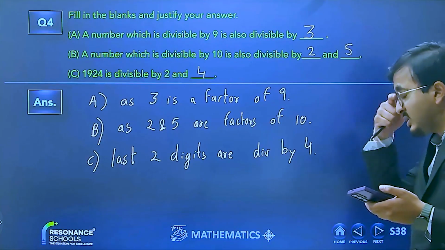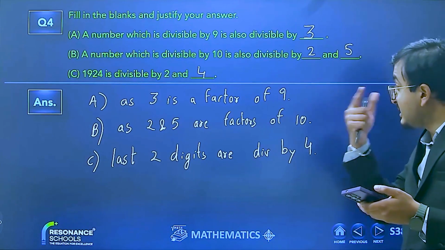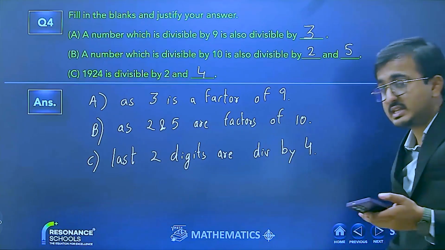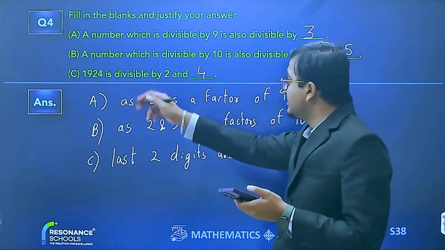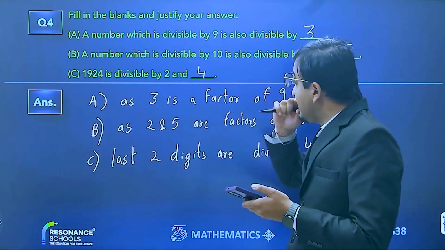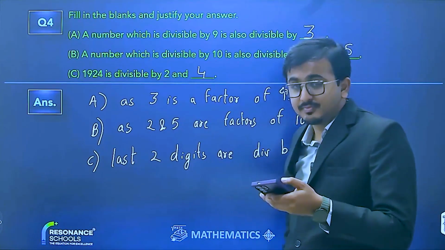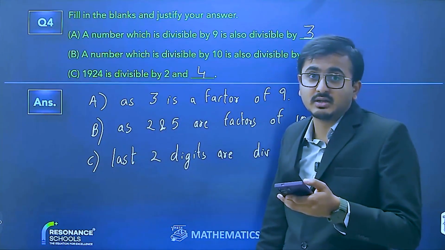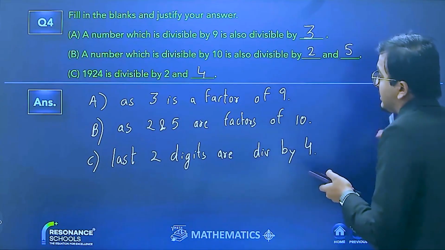So the number 1924 is divisible by 2 and blank. There are multiple factors actually. This can have multiple answers. It can be 962 also. This is also divisible by 962? No, not 962. Wait.